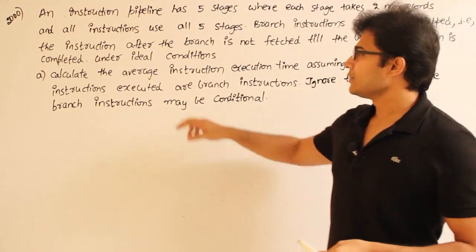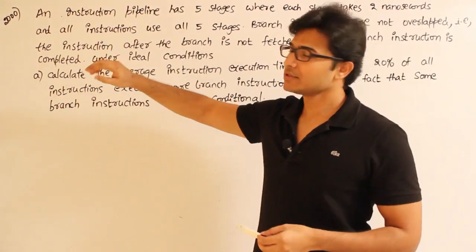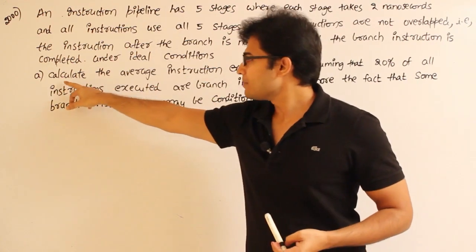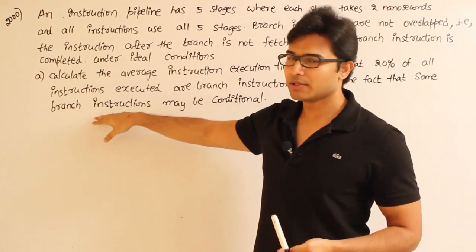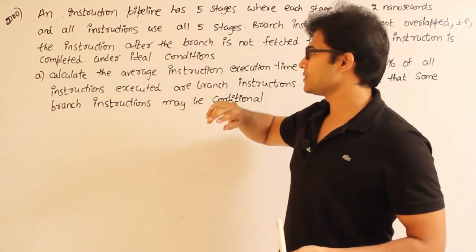See this one, an instruction pipeline. This question was asked in GATE 2000. It has an A part and a B part. Now we shall see the A part, and later we shall see the B part as well. First we shall answer this here.